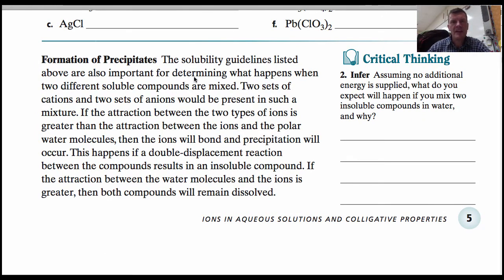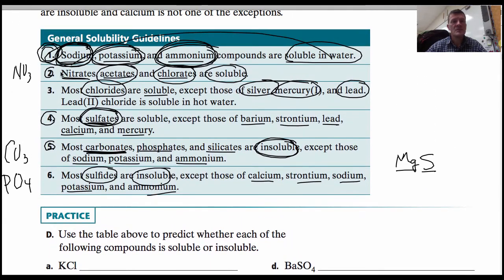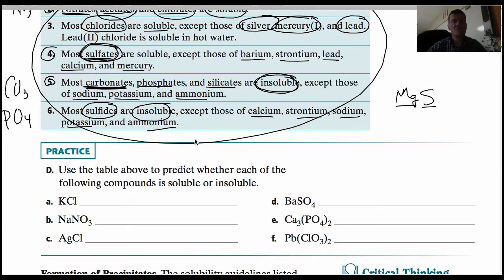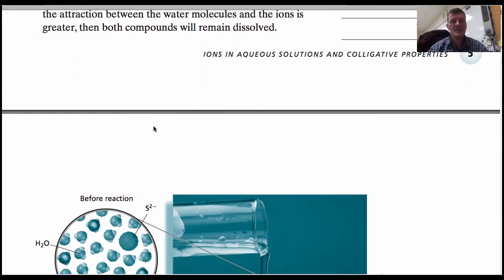The reason why we have that guideline is the solubility guidelines listed above are important to determine what happens when two different soluble compounds are mixed. Okay? So we're going to determine what happens if in a reaction the potential is for one of these to be formed. What if we're going to form something that has sulfide in it? Then we know that particular compound probably is going to be a solid, and it's going to precipitate out. Okay, and we'll see that in a little bit.